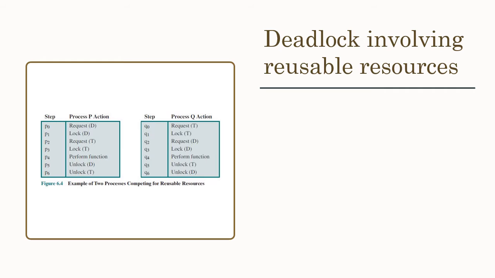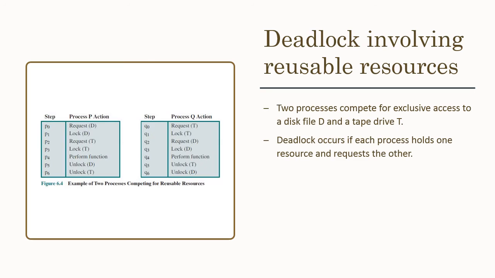Deadlock involving reusable resources. Two processes, P and Q, compete for exclusive access to a disk file D and a tape drive T. Deadlock occurs if each process holds one resource and requests the other. If you look at the execution of P, P first requests the disk, then it locks the disk, then it requests the tape, then it locks the tape, then it performs some function, then it unlocks or releases the disk, then it unlocks or releases the tape.